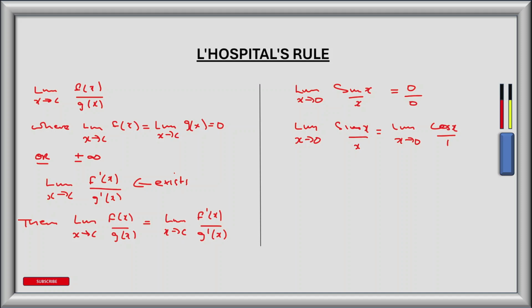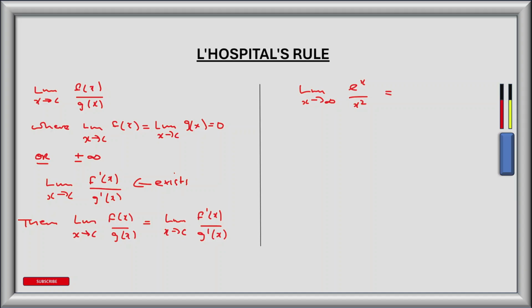So at x is equal to 0, cosine of x is equal to 1, divided by 1, which is equal to 1. Let's look at another example. Let's try and find the limit as x tends towards infinity of e to the x over x squared. As we can see, as x tends towards infinity, we have an enormously large numerator and an enormously large denominator. So we get the indeterminate form of infinity over infinity. So let's apply L'Hopital's rule, and see if we can evaluate this limit.